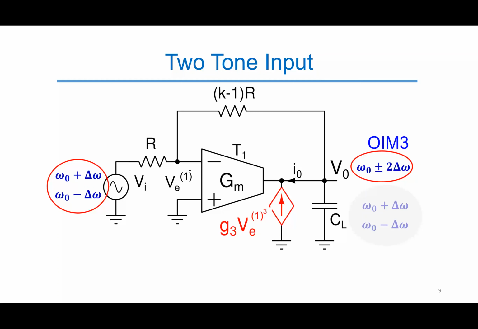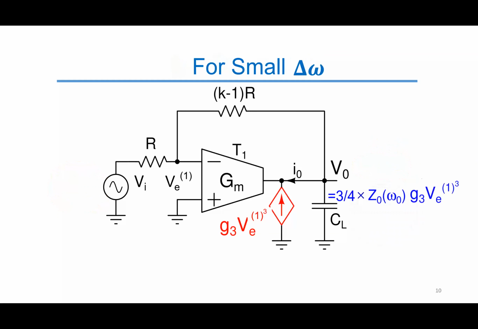To find the strengths of these components, we need to multiply the nonlinear current with the output impedance of the transconductor at omega naught plus minus delta omega, plus minus twice the delta omega. However, if 2 delta omega is much smaller than omega naught, we can make the approximation that the output impedance does not change appreciably within the range of twice delta omega. Hence, the OIM3 components can simply be found by multiplying the nonlinear currents with the output impedance of the loop at omega naught, that is Z0 of omega naught. The multiplication factor of 3/4 appears due to the expansion of the trigonometric identities present in the input tones.